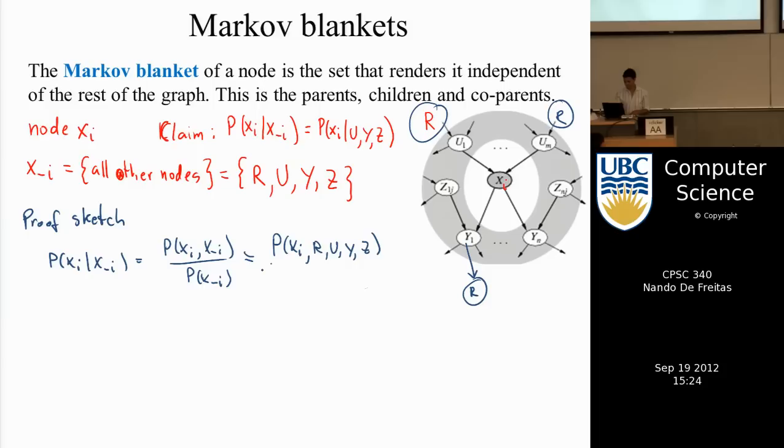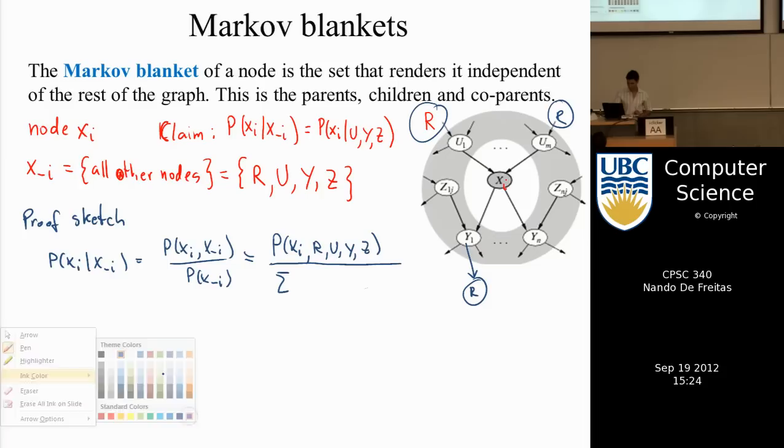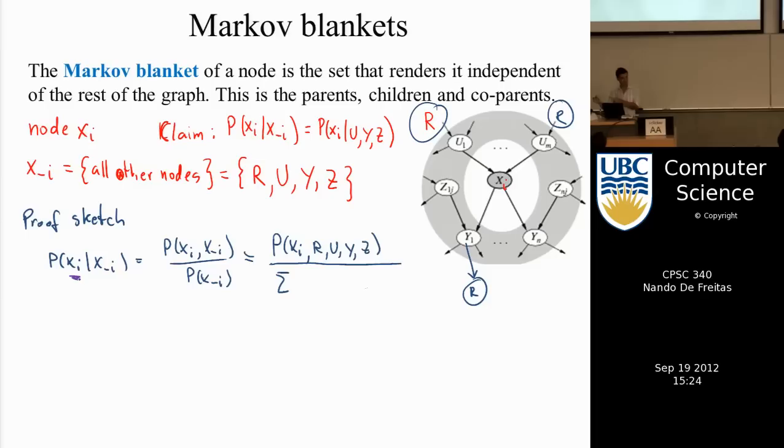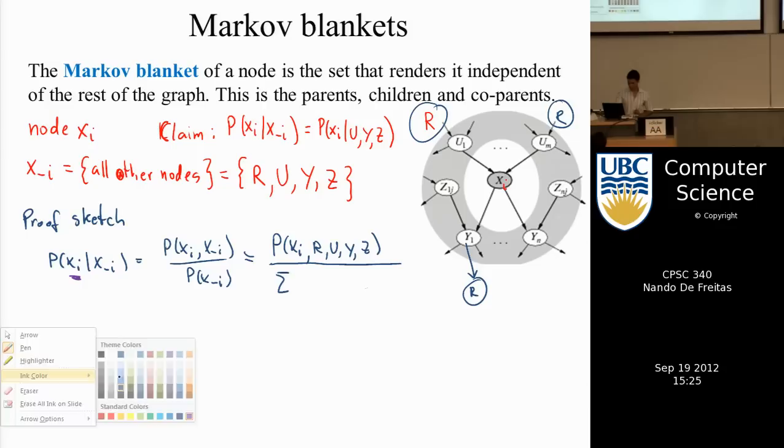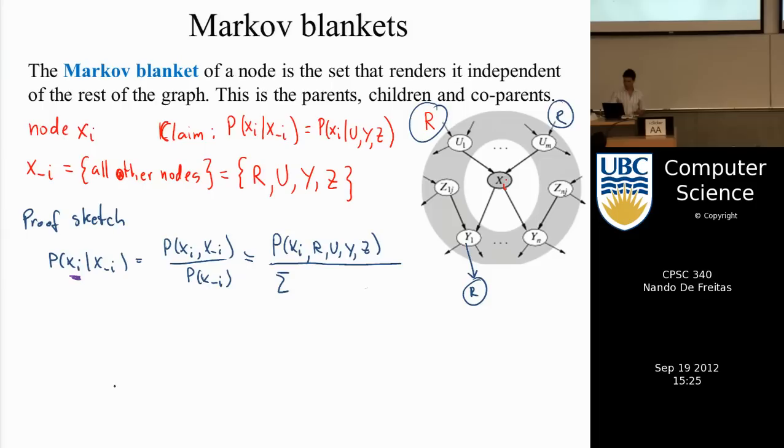And I need to normalize this. And the way I normalize this is by summing. This has to be a probability over A. This is a probability in terms of xi. So the random variable is xi. All the other variables we're assuming are given. They're to the right of the bar. Continue with our calculations.